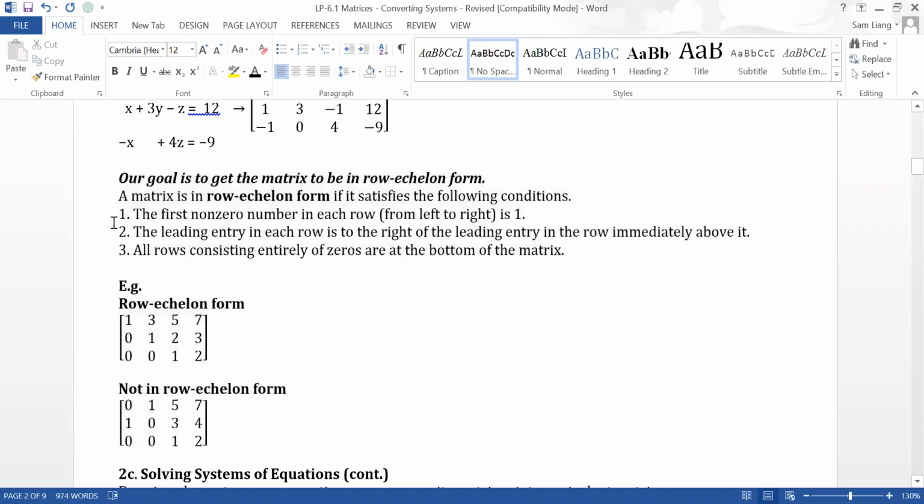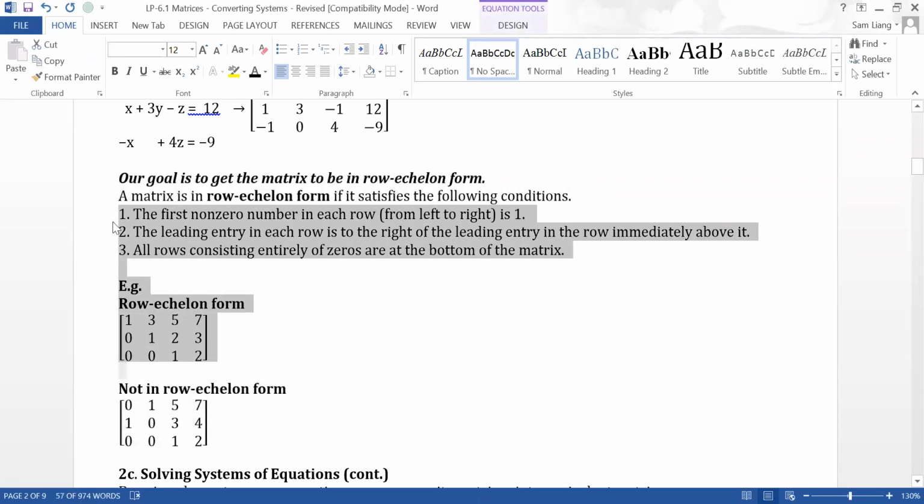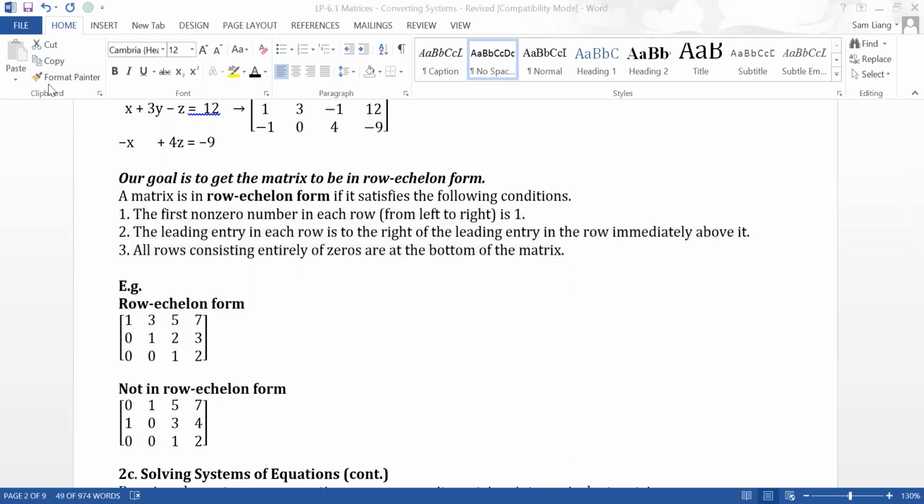All right, can I get a reader to read 1, 2, and 3? All right, we'll go to Sam. For the first point, the first non-zero number in each row from left to right is 1. Second point is the leading entry in each row is to the right of the leading entry in the row immediately above it. The third point is that all rows consisting entirely of zeros are at the bottom of the matrix. All right, thank you for that.